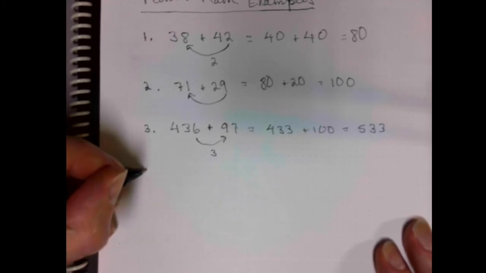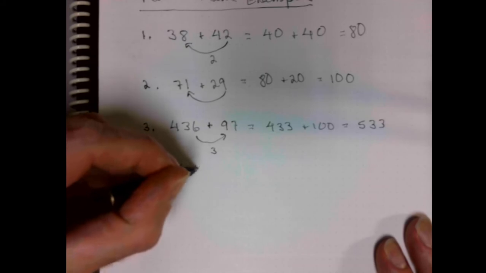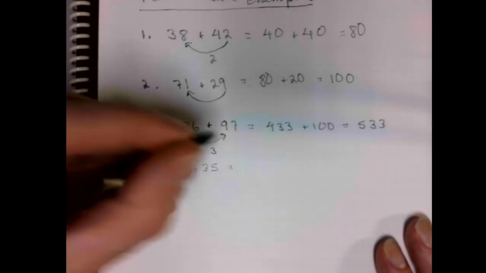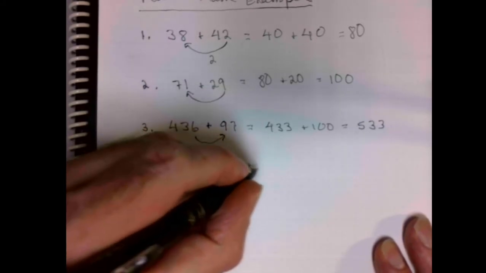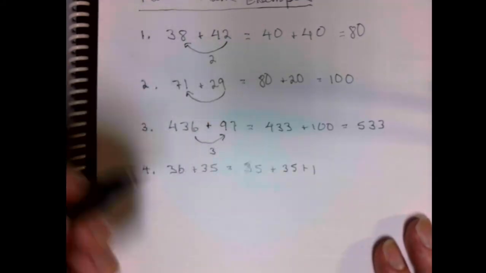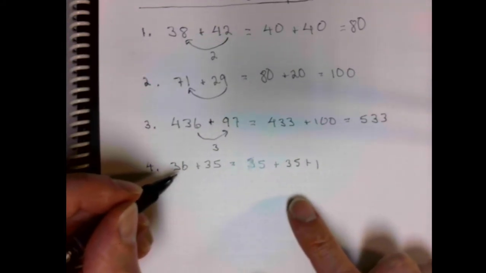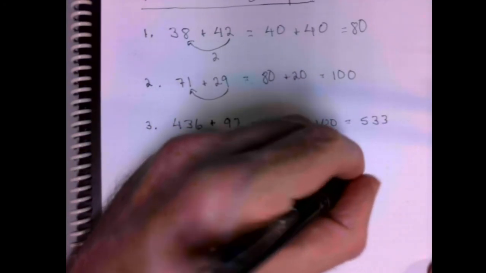Okay, let's look at something like this. I don't know, 36 plus 35. We're going to use our knowledge of doubles here. Okay, it's the same thing as 35 plus 35 plus 1. And of course, we know double 35, you get 70, so you get 71.